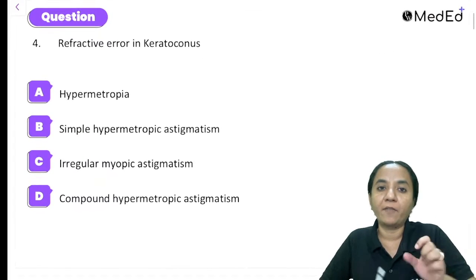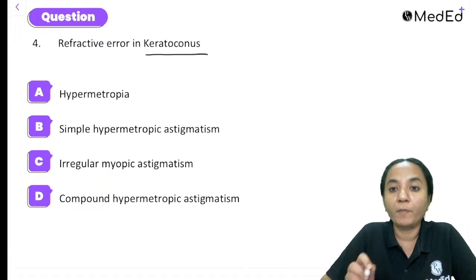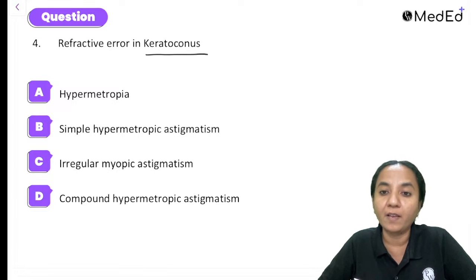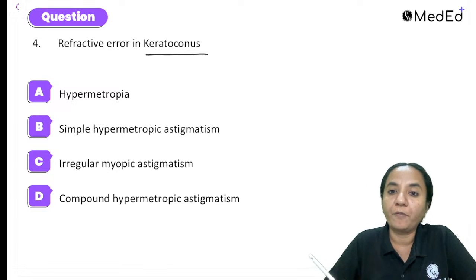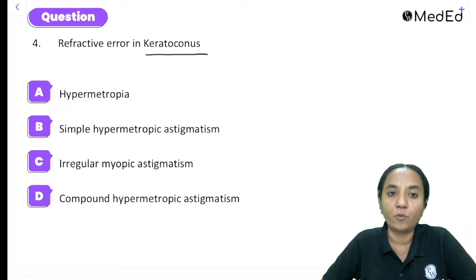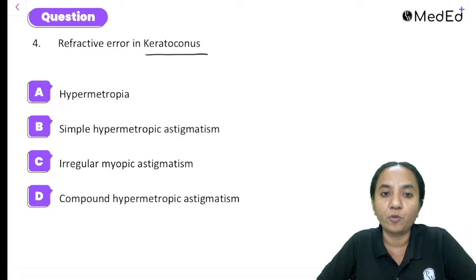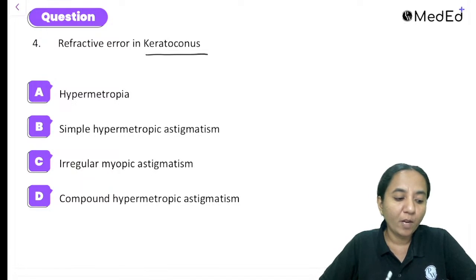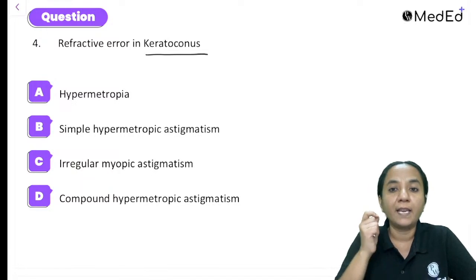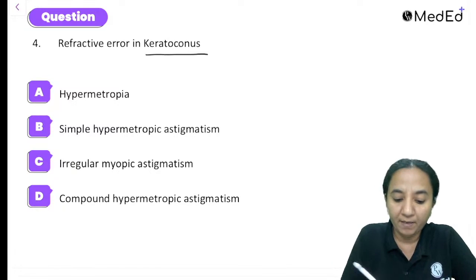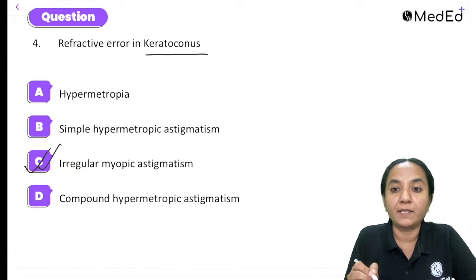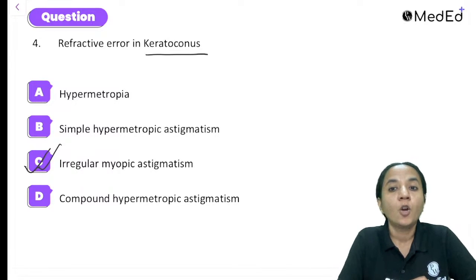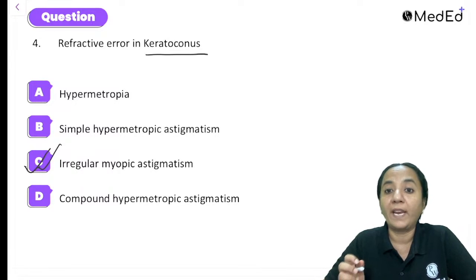What is the refractive error in keratoconus? Commonly asked question. Is it hypermetropia? Is it a simple hypermetropic astigmatism? Is it an irregular myopic astigmatism, or is it a compound hypermetropic astigmatism? I think every one of you knows the answer. The answer is irregular myopic astigmatism. It's a myopic astigmatism which doesn't follow any pattern.